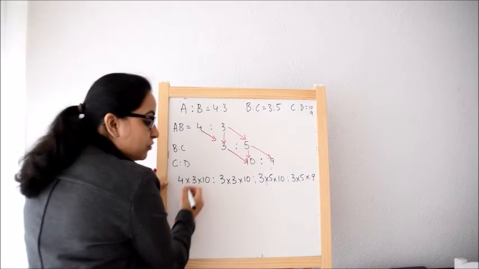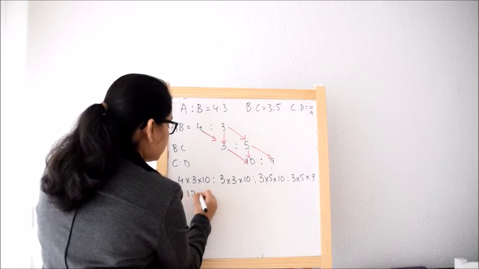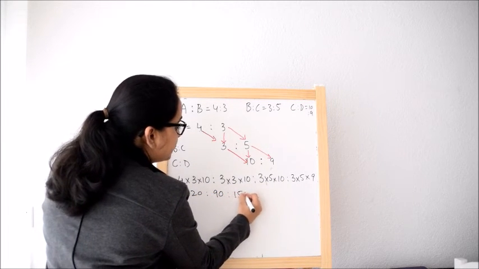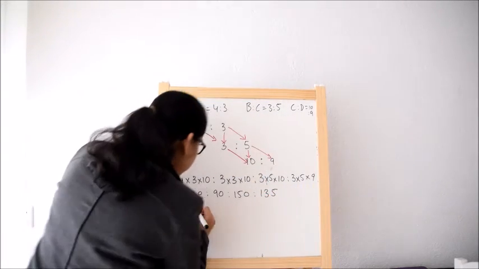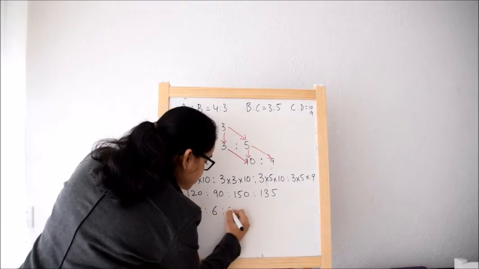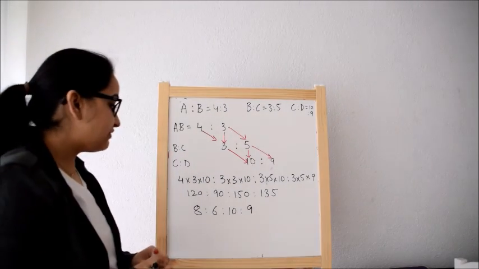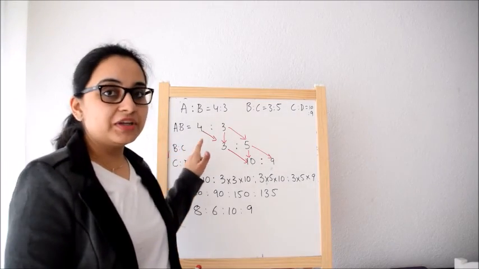Okay. So what answers we will get? This is again 120 is to 90 is to 150 is to 135. Okay, and our answer is 8 is to 6 is to 10 is to 9. If we divide all these by 15, then we will get this answer. Okay, I think this was the most convenient method.